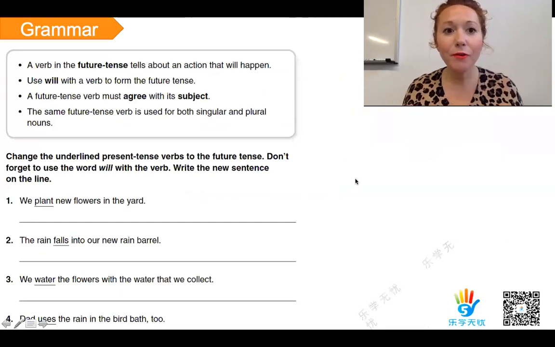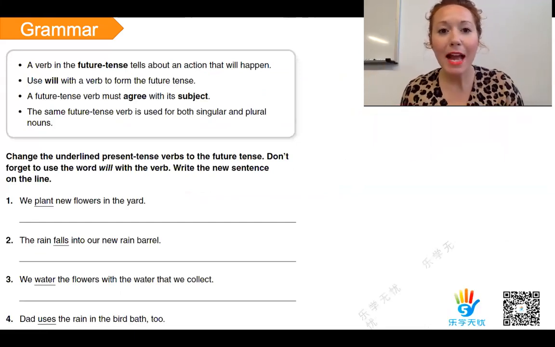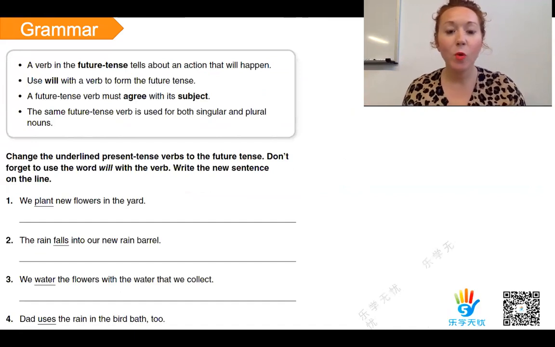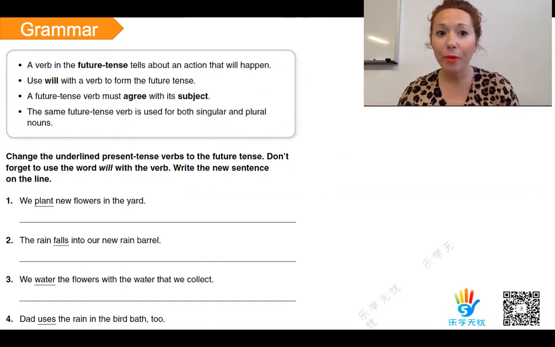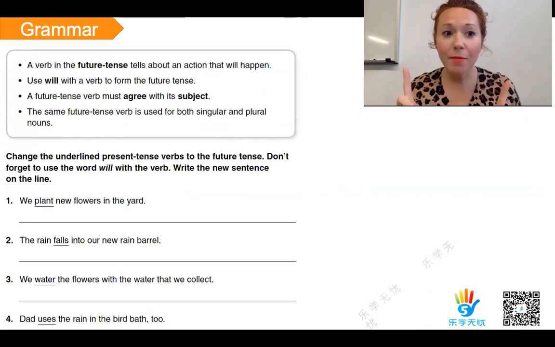Next, a verb in the future tense tells about an action that will happen. We use will with a verb to form the future tense. Now, a future tense verb must agree with its subject. The same future tense verb is used for both singular and plural nouns.